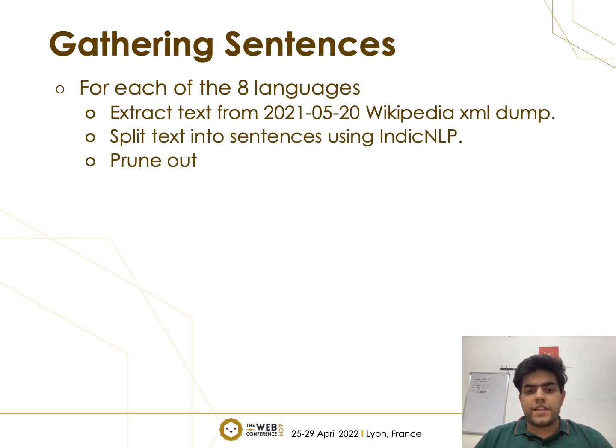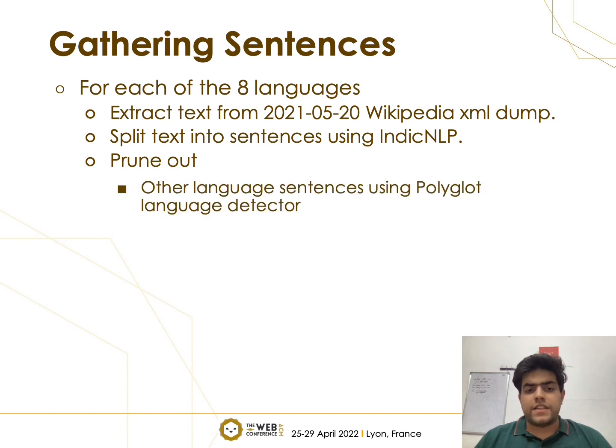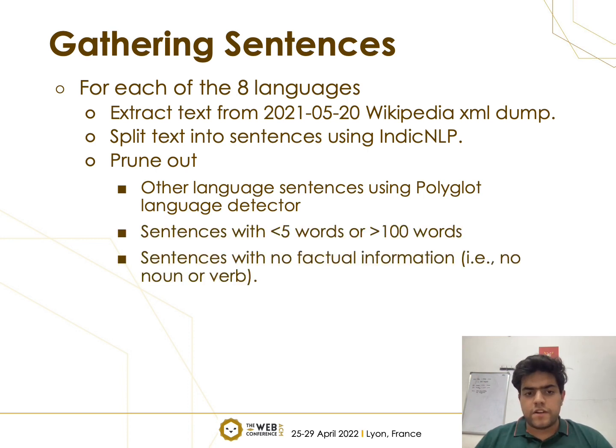So we start by gathering sentences in order to build our dataset. For each of the 8 languages, we extract the text from the May 2021 Wikipedia XML dump, and we split the extracted text into sentences using Indic NLP. Furthermore, we filter out certain sentences in order to keep only meaningful and factual data by pruning out sentences from other languages apart from the target language, sentences which have less than 5 words or greater than 100 words, and sentences which contain no factual information.